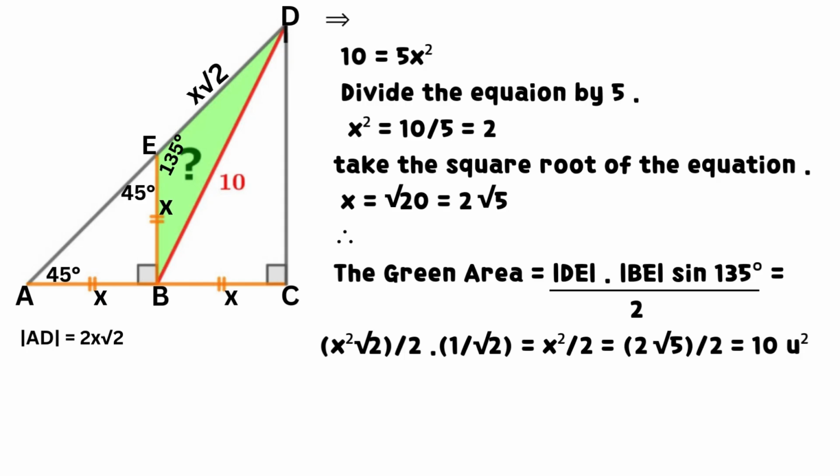Therefore, the green area equals half the product of line DE and line BE times sine 135 degrees, which equals 10 square units, after simplification of substituted values.